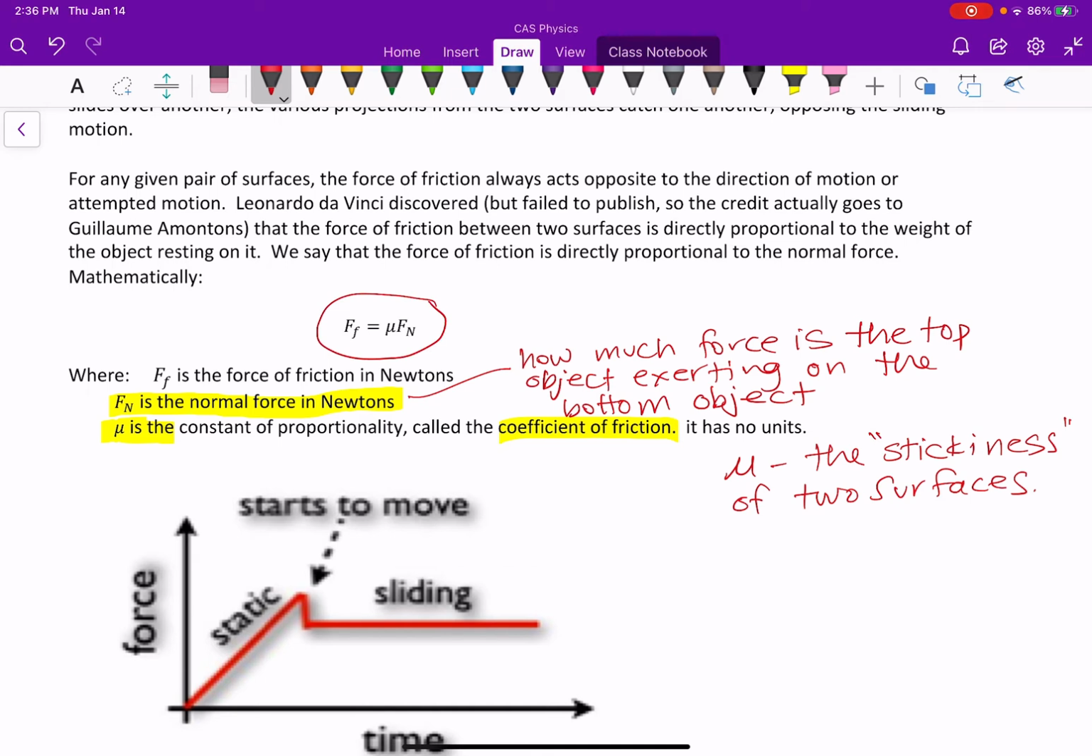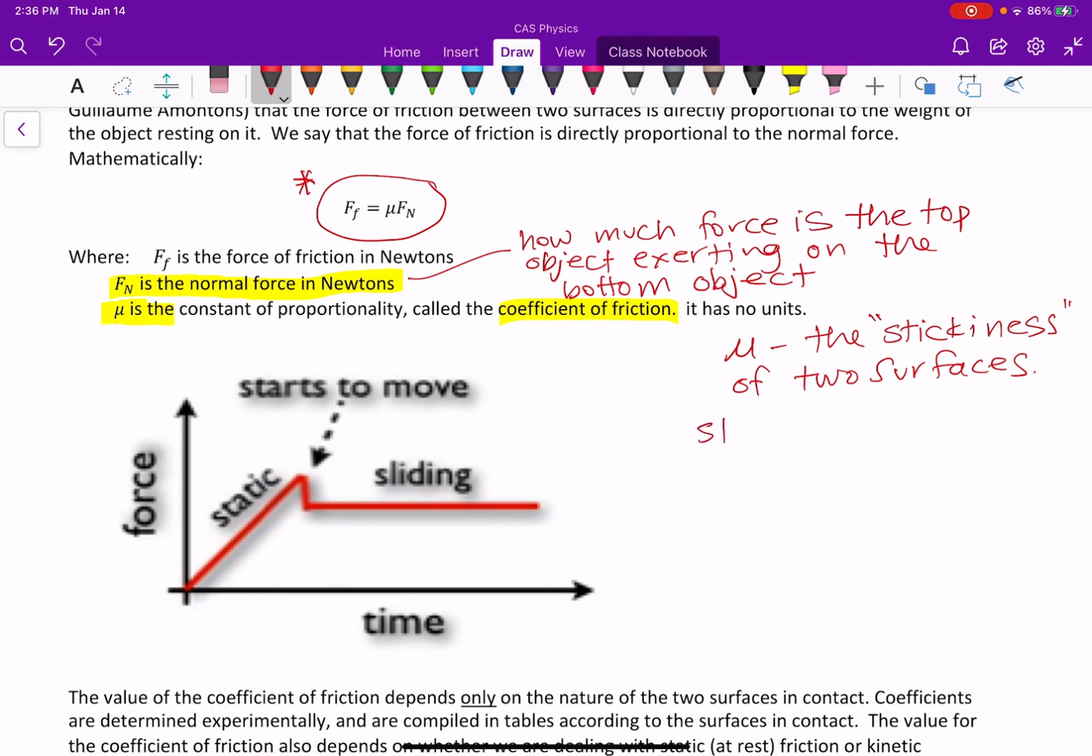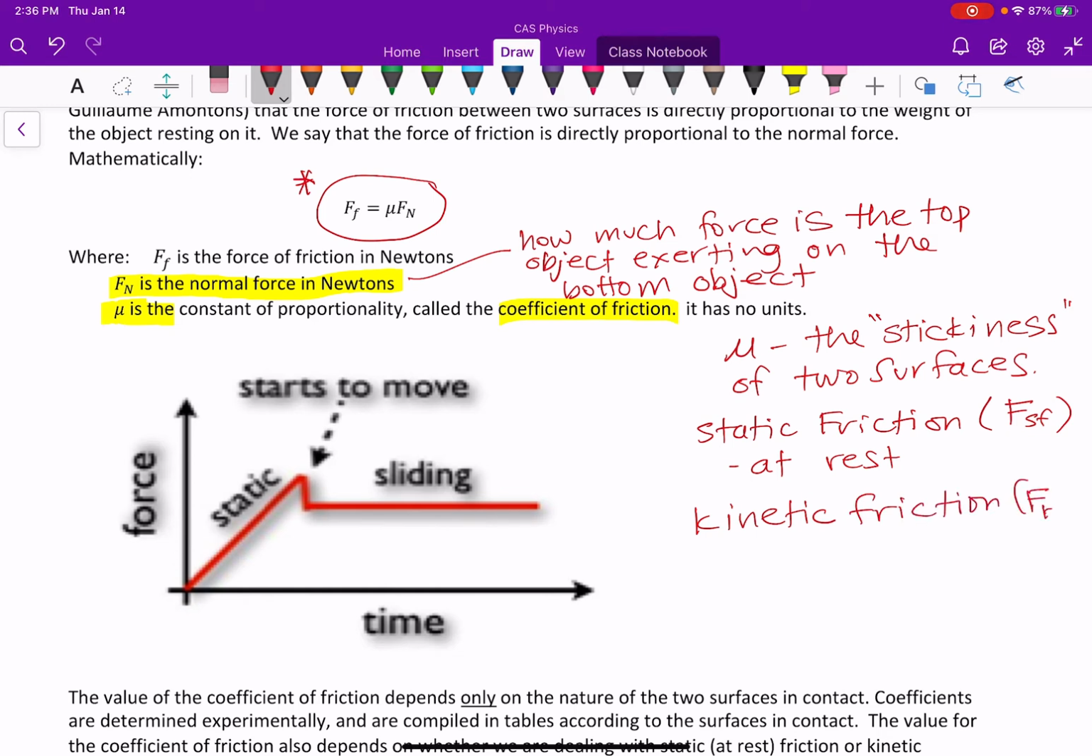Okay, force of friction. And this is a general equation that I want you to be careful when you use, because there are two types of friction, as we talked about. There's static friction, and I'm going to use the symbol Fsf to describe that. And this is when things are at rest. And then there's kinetic friction, and that would be Fkf. And that's when things are moving or sliding.